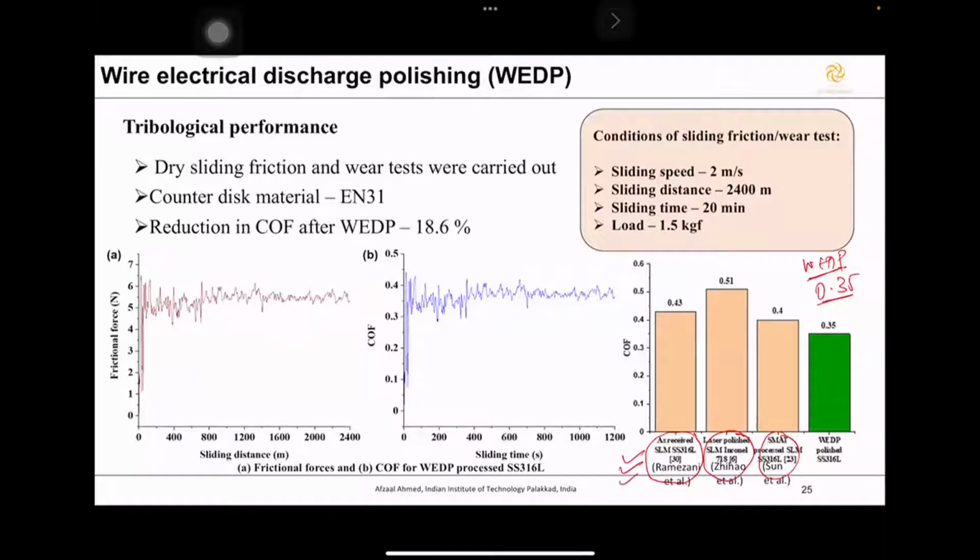And here you can see, ideally the material is not the same. Here we are talking about SS316, and here it is Inconel, which is as received, but still it is on the higher side. I think I have not presented the data on as received SS316 here, but it is there with us. But it is again much better compared to all the existing polishing methods.